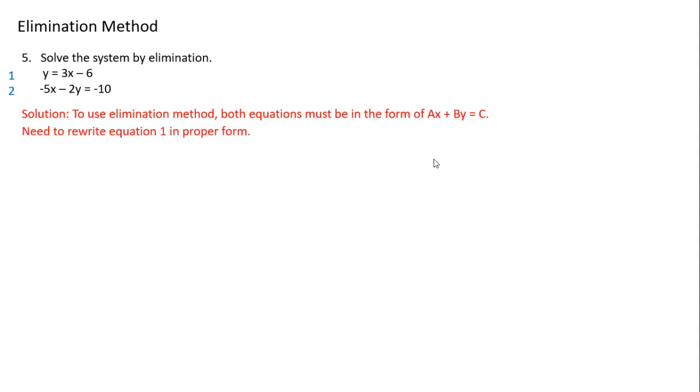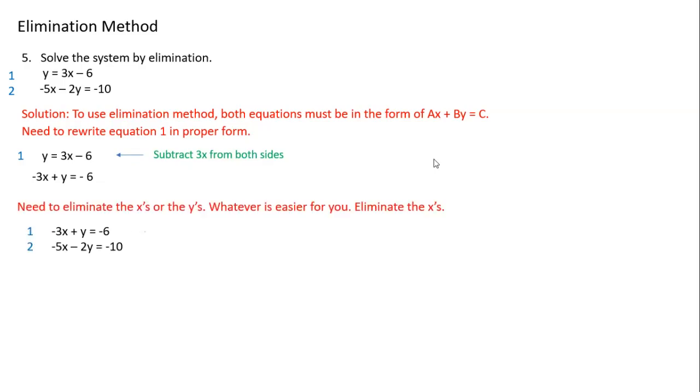So let's try this problem here. In this problem, we're going to solve using the elimination method again. Why does it look very similar to my other one? Did I? Oh, okay. So it is different.